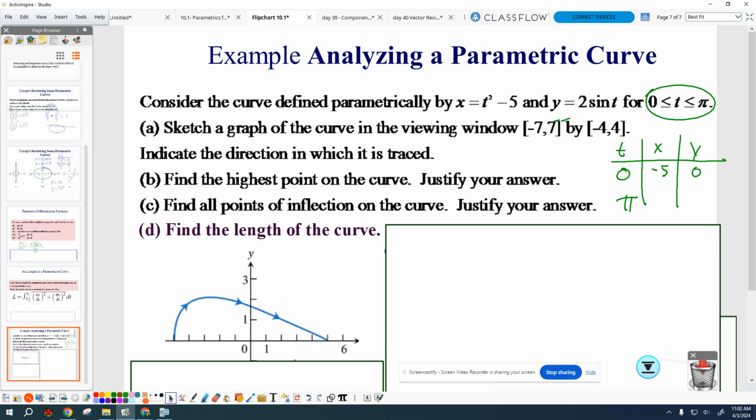But hopefully, by brute force, or because you do know how to use parametric mode, you'll get a picture like that. And if nothing else, you should be able to do these two numbers and know that it started here and it ends this direction.